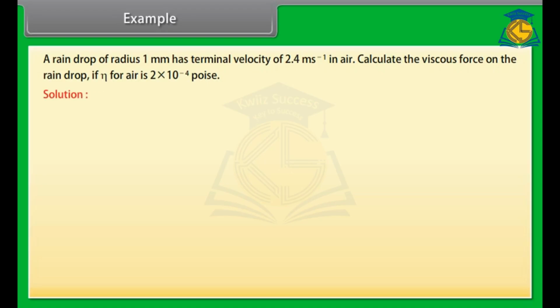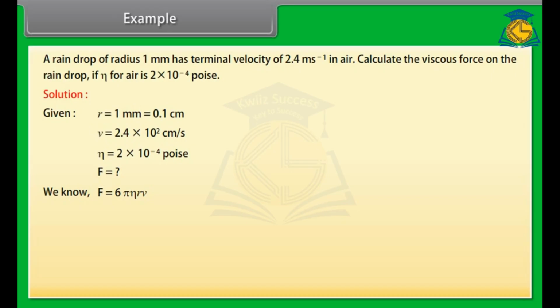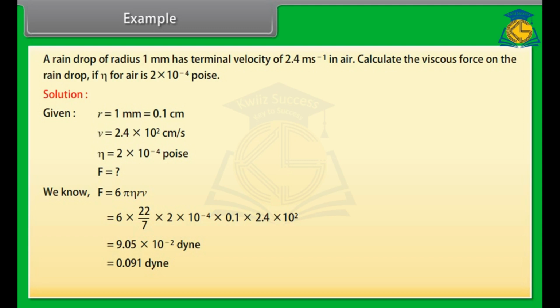Let's see the solution. Given values are r = 1 millimeter, which can be written as 0.1 centimeter, v = 2.4 × 10² centimeter per second, and eta = 2 × 10^−4 poise. We know that F = 6π η r v. Putting the respective values in the equation and calculating, we get F = 9.05 × 10^−2 dyne, which is equal to 0.091 dyne. Hence, the viscous force on the raindrop is 0.091 dyne.